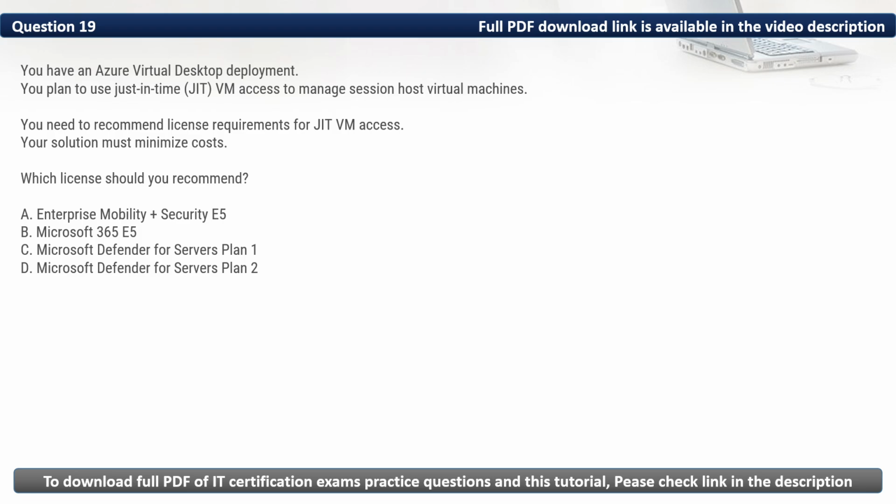Question 19. You have an Azure virtual desktop deployment. You plan to use just-in-time VM access to manage session host virtual machines. You need to recommend license requirements for JIT VM access. Your solution must minimize costs. Which license should you recommend?